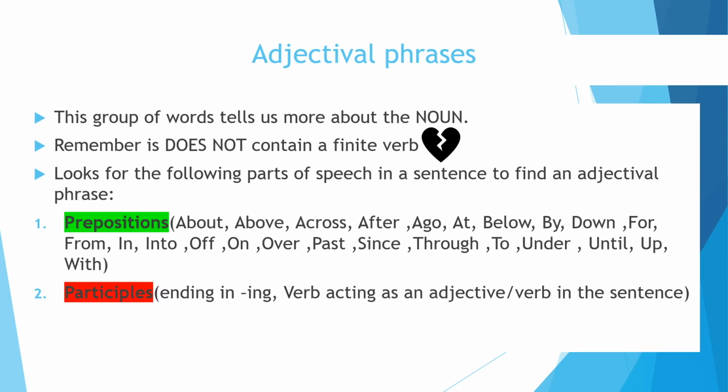Look for the following parts of speech to find an adjectival phrase in a sentence. The first part of speech is a preposition. Here are a couple of examples: about, below, for, into, over, past, since, until, and the list goes on. You can also look for participles. Remember, a participle is a type of non-finite verb that ends in ing and acts as an adjective or a verb in the sentence. Let's look at some examples on the next slide.